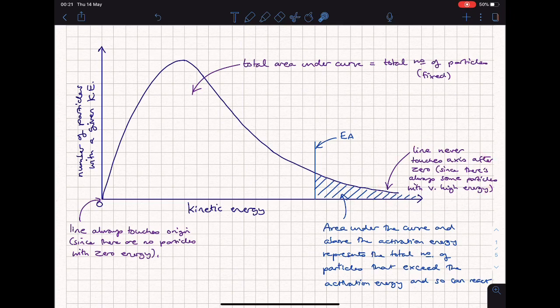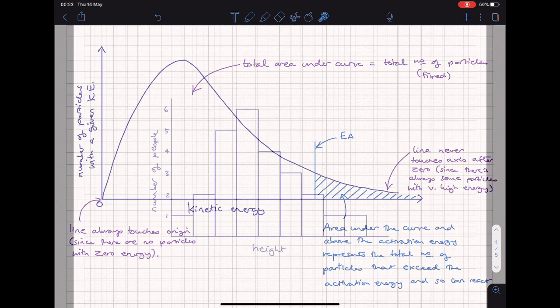Secondly, here, I've shown that this line never touches the x-axis again as it carries on into infinity. And the reason for that is there are always some particles with very high energy. There's no maximum energy limit for those particles. And the area under the curve, as we said, represents the total number of particles of a fixed mass of gas.